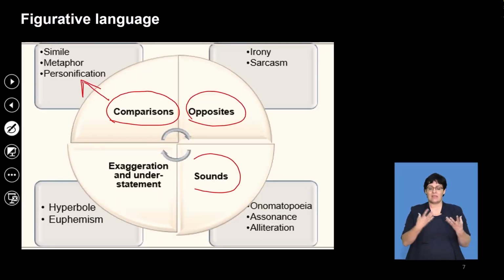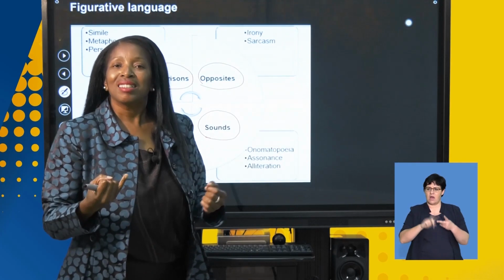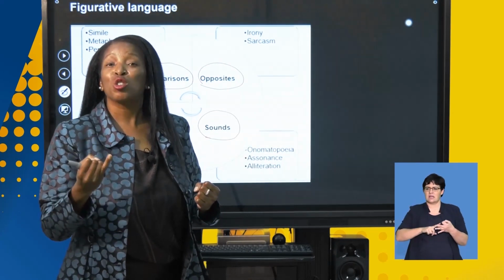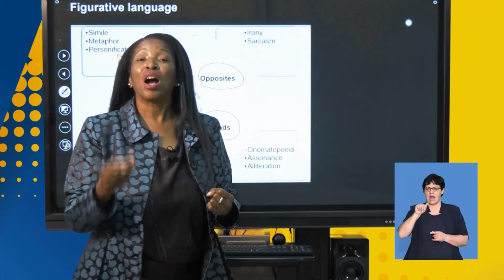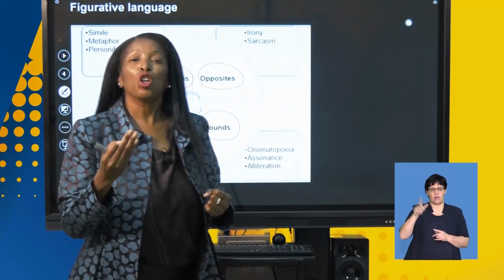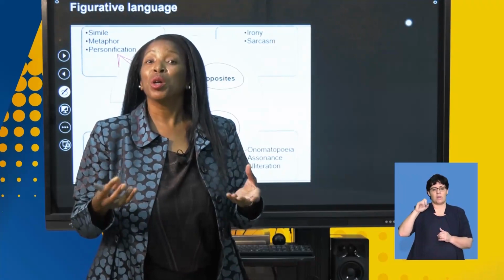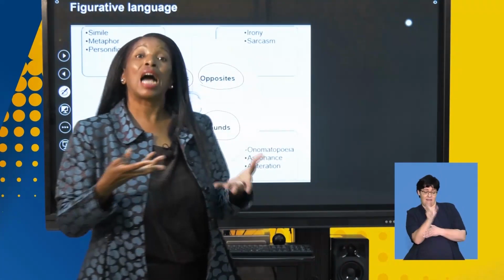And then we have sounds. Normally we find these in poetry and of course other subjects that use these sounds. Onomatopoeia, assonance, alliteration. Alliteration is repetition of consonant sound. Assonance is repetition of vowel sound. And onomatopoeia is when a word is written in the way it sounds.